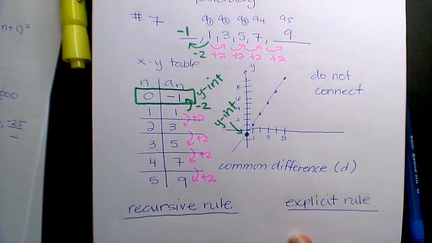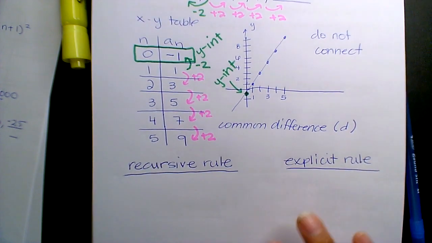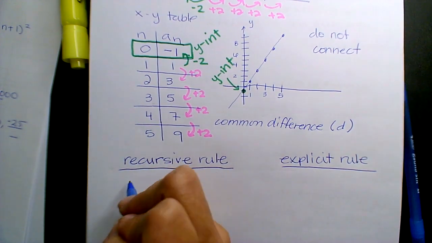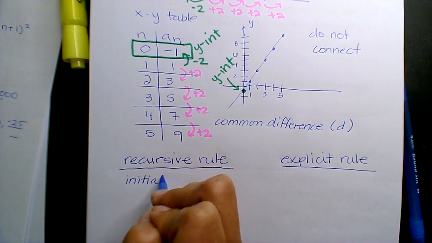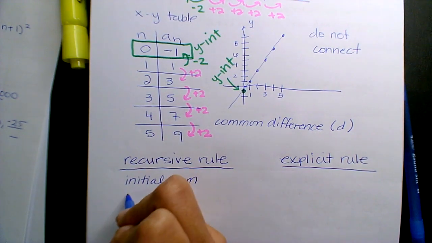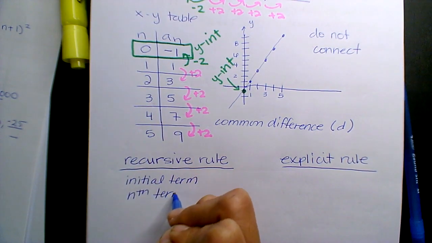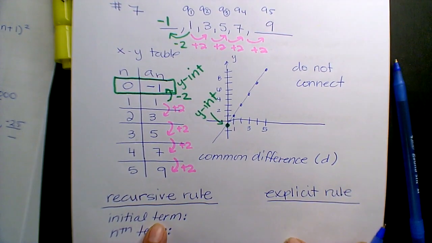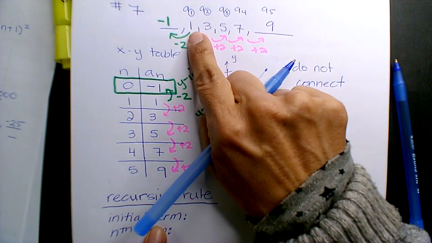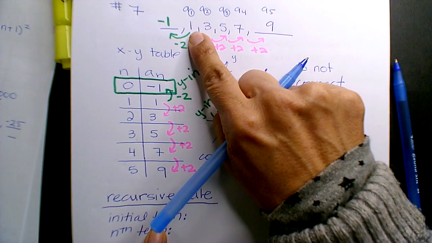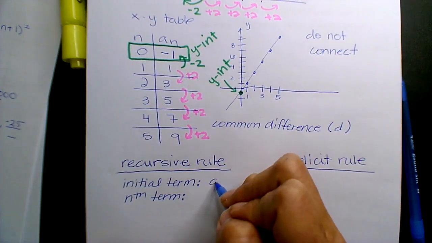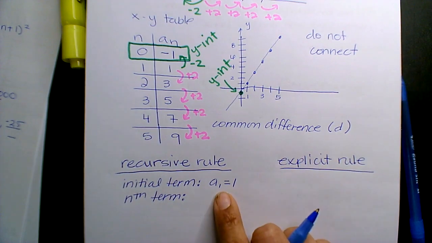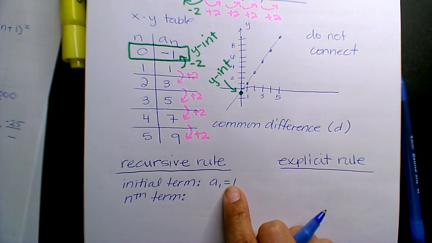Okay, so if we're talking about the recursive rule, this is the one you guys forget. You always give me the initial term. You have to give me 2 things, the initial term and the nth term. The initial term is the initial term in the sequence. They gave you 1 first. So a sub 1 is 1 because the first term was 1.